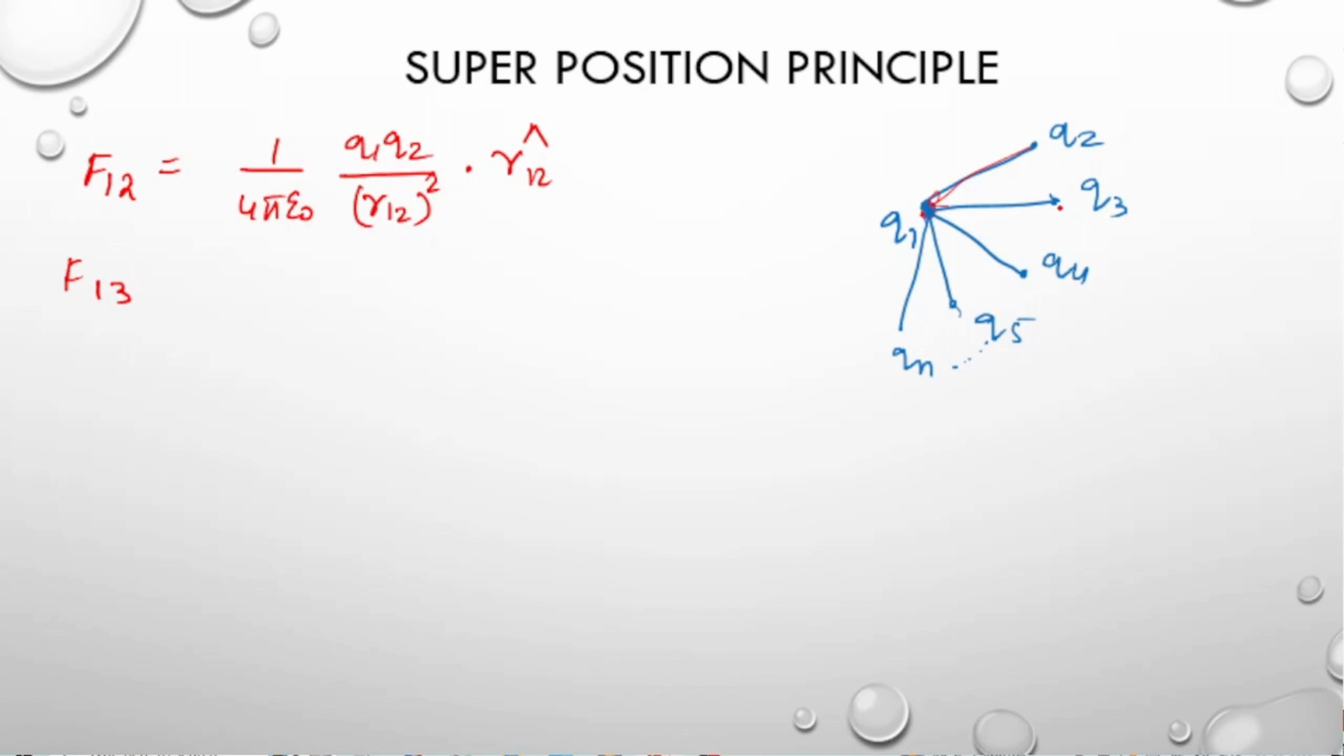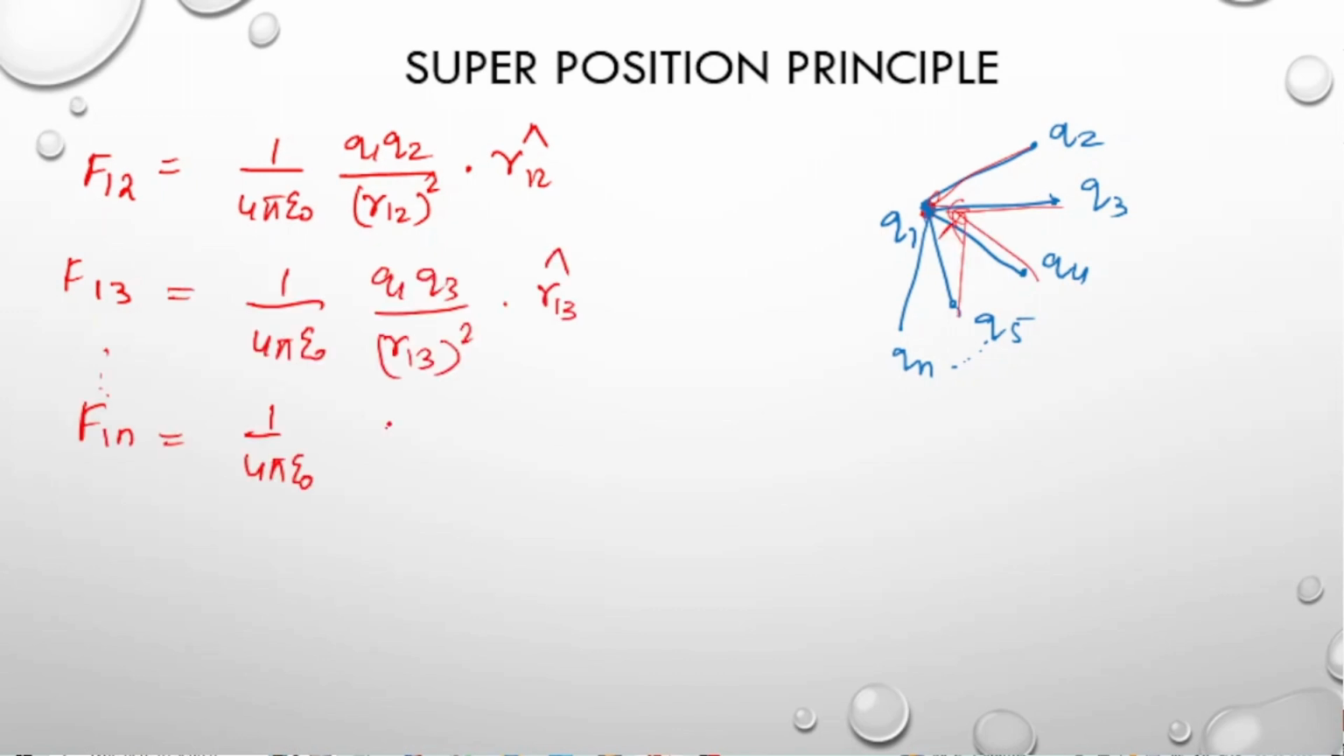So F1n means how will you write? 1 by 4 pi epsilon naught Q1 Qn by R1n the whole square into R1n cap. Like that you can write for R1n. That means you can write for however many charges are present. Now you have to get the total force. To get the total force, what will you do? You will add all the forces, right?